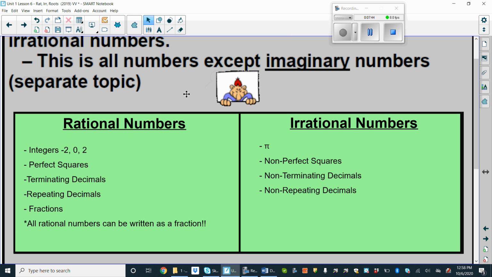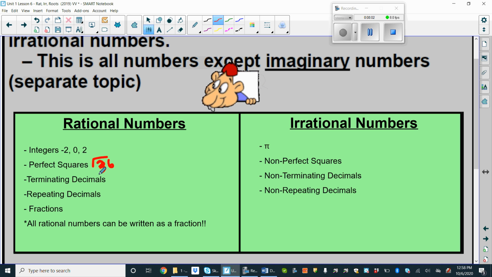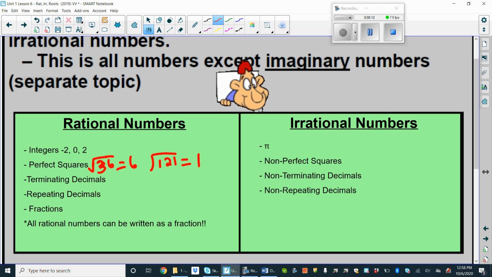Perfect squares, all perfect squares are rational. So we have many different perfect squares. So we can say that the square root of 36 is a perfect square, since the square root of 36 equals 6. The square root of 121 is a perfect square because it equals 11. And 6 and 11 are both rational numbers. They are integers, and all integers are rational.